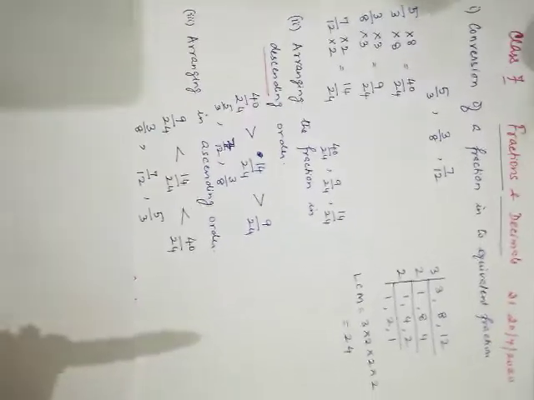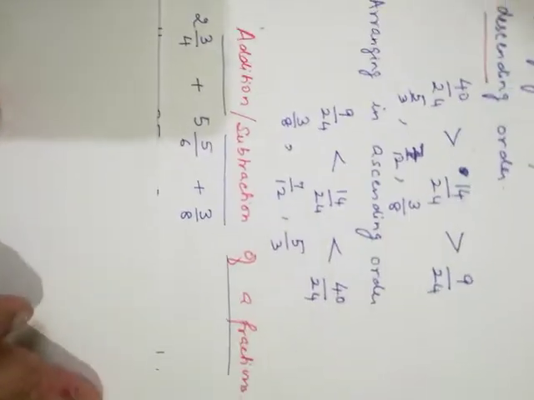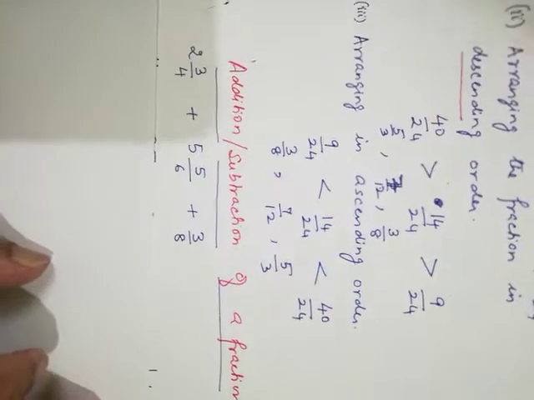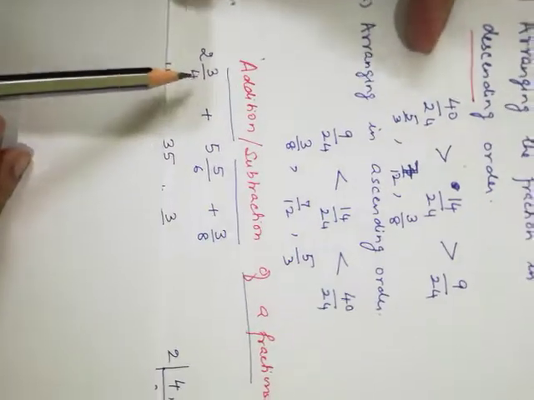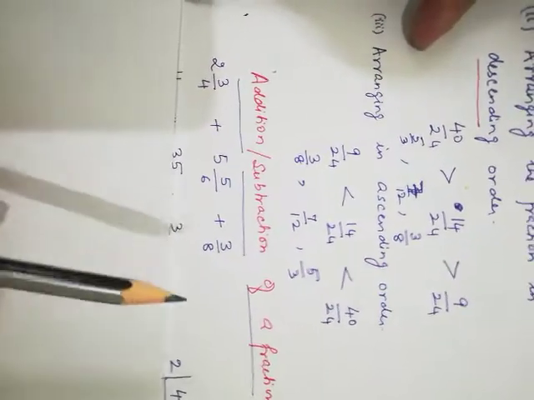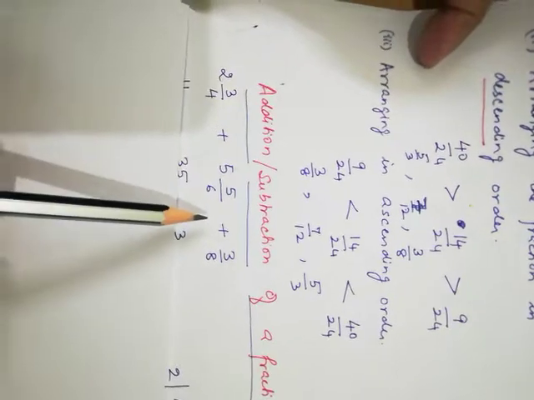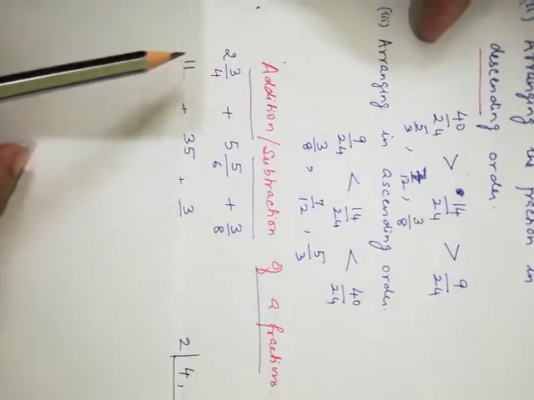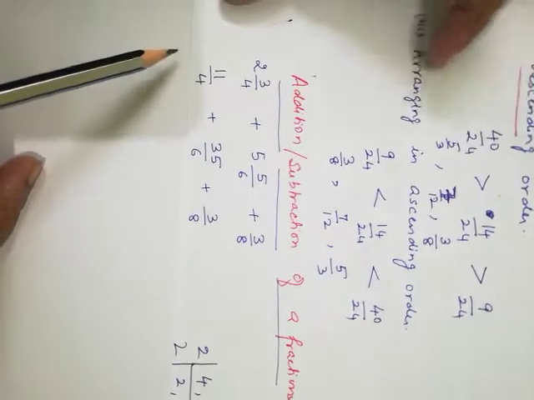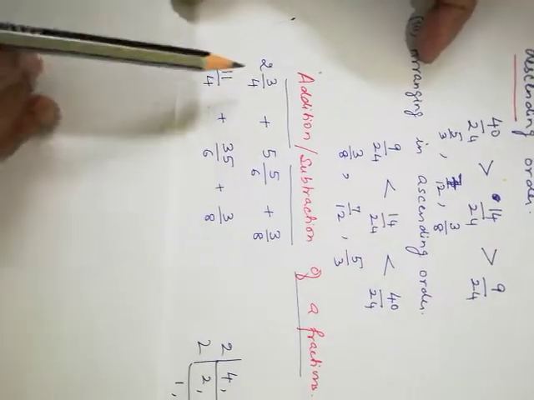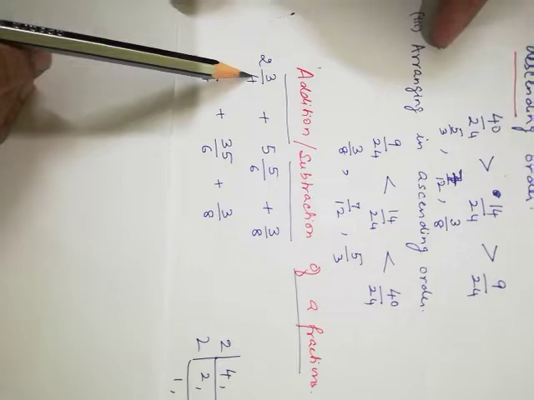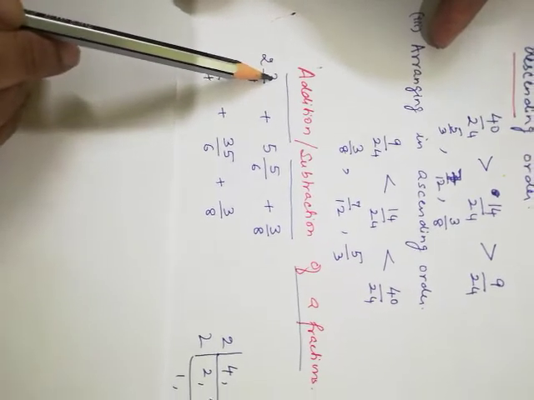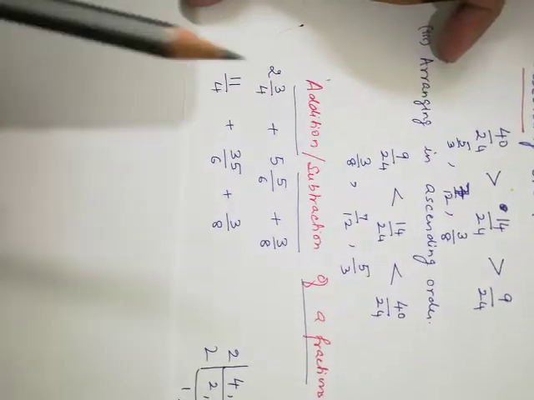So now you know how to change it into equivalent fraction and also how to write it in ascending or descending order. Now we are going to do how to do addition and subtraction of a fraction. Okay, so this is a fraction I have taken and this time I have taken a mixed fraction. The first step what we have to do is change this mixed fraction into improper fraction. To find improper fraction, what we do is 2 into 4, 8. 8 plus 3, 11. 11 by 4.